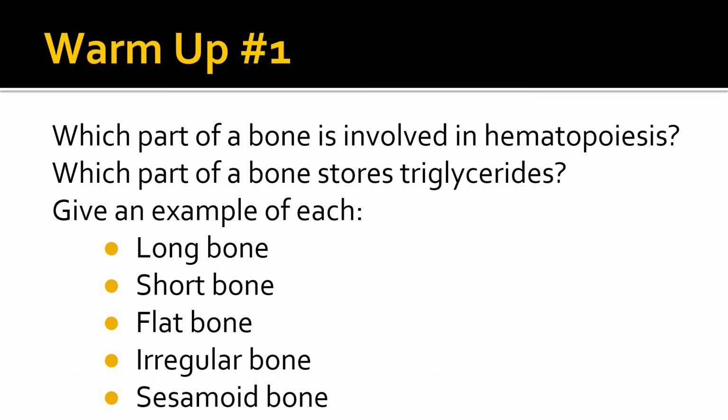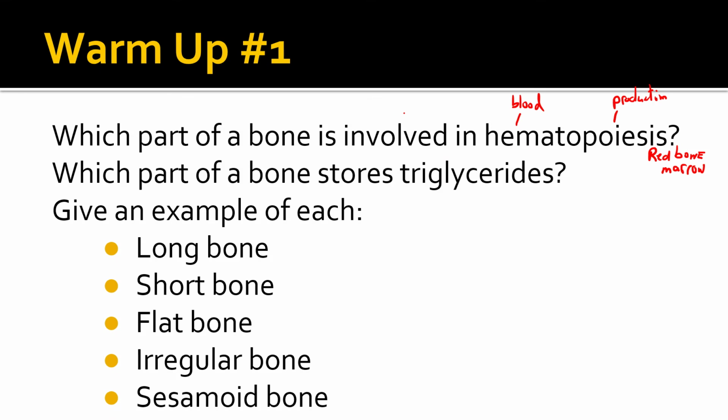So the first one says, which part of a bone is involved in hematopoiesis? And if you forgot this from yesterday, hemato means blood, and apparently poiesis means production. So if you want to know which part of your body produces blood, it is your red bone marrow. And I think we talked about that in most classes yesterday, but if we didn't, it's your red bone marrow.